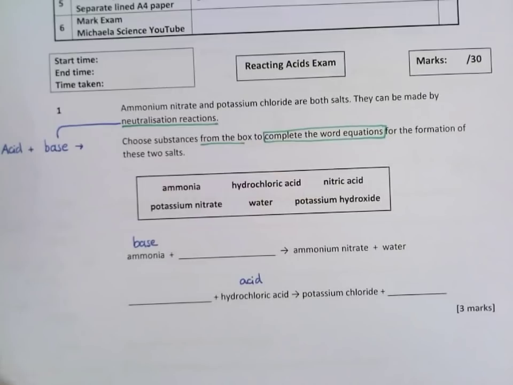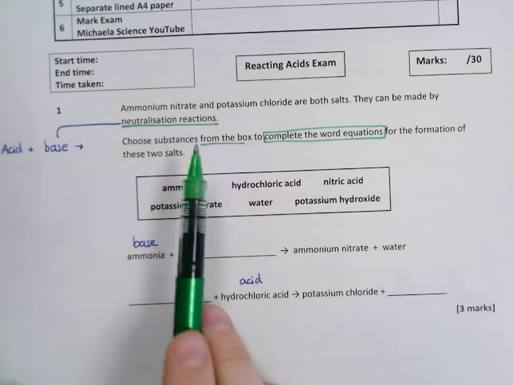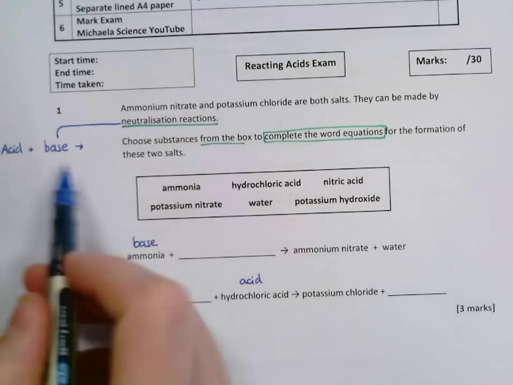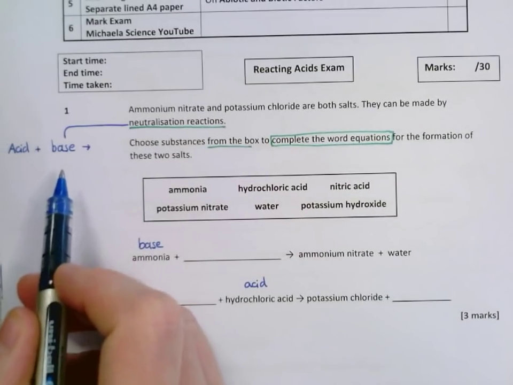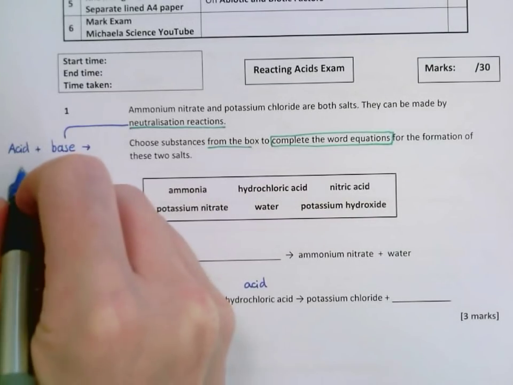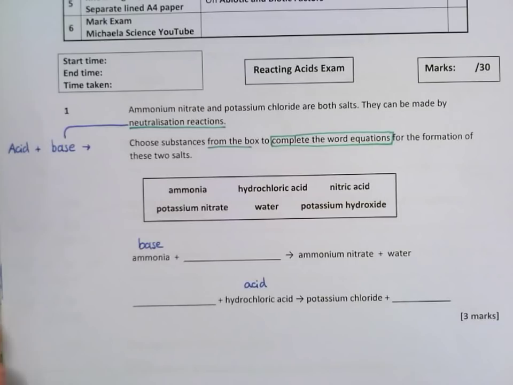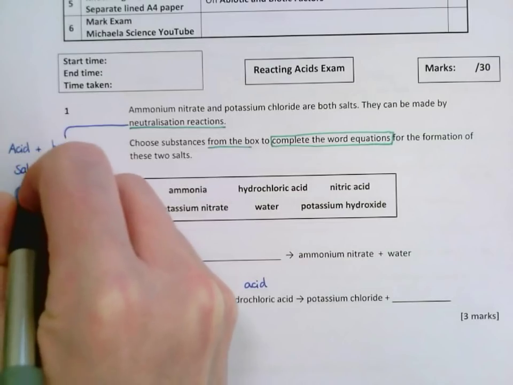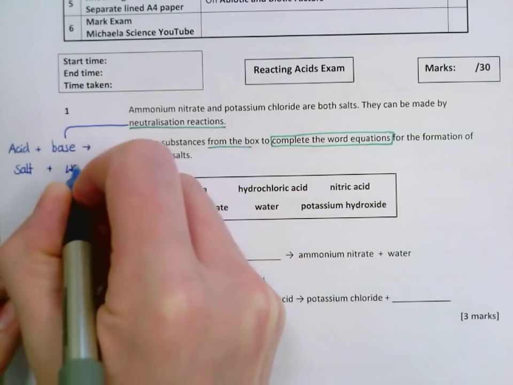Ammonium nitrate and potassium chloride are both salts. They can be made by neutralization reactions. Now I've underlined that when I'm marking, and to the side I've just put a little reminder of what a neutralization reaction is. Acid plus base produces what you think it is. Have a think to yourself, perhaps write it down while you're marking. The answer is acid plus base produces salt plus water.